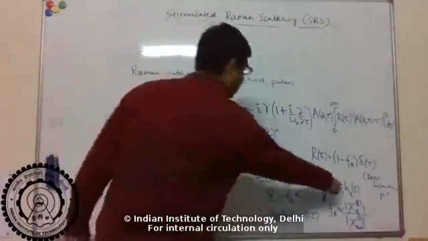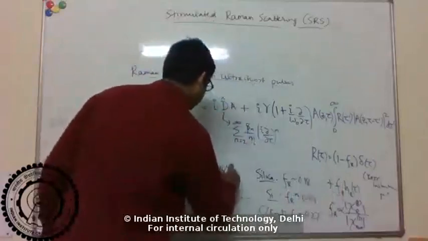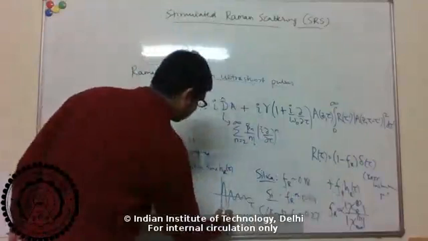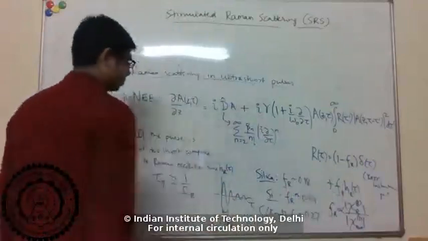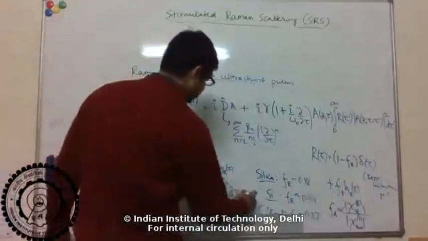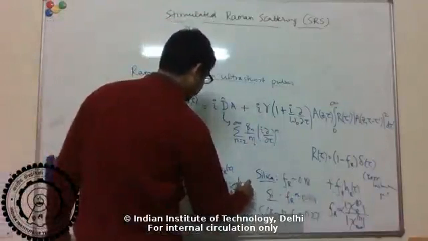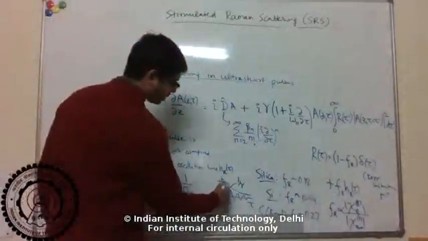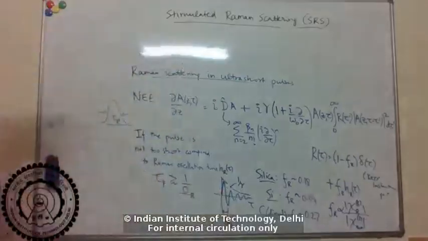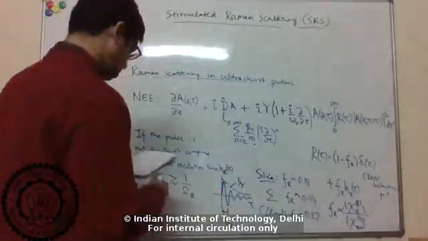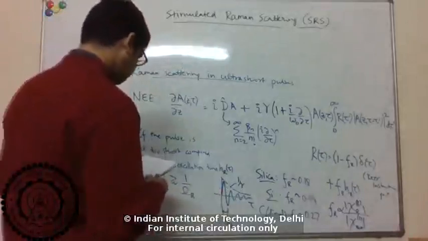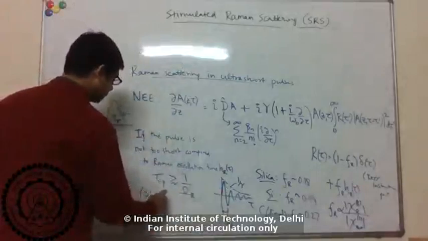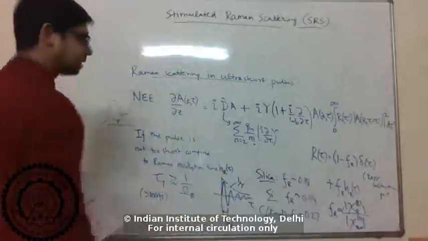Then this hR of t, if you remember, looked like this: a damped sinusoid where the time period was 1 over omega R. That was the resonance frequency, and the decay time of the exponential was 1 over gamma, the phonon lifetime. So we are saying the pulse width is longer than this oscillation time period, which is usually the case for pulses greater than 100 femtoseconds, picosecond pulses, etc.